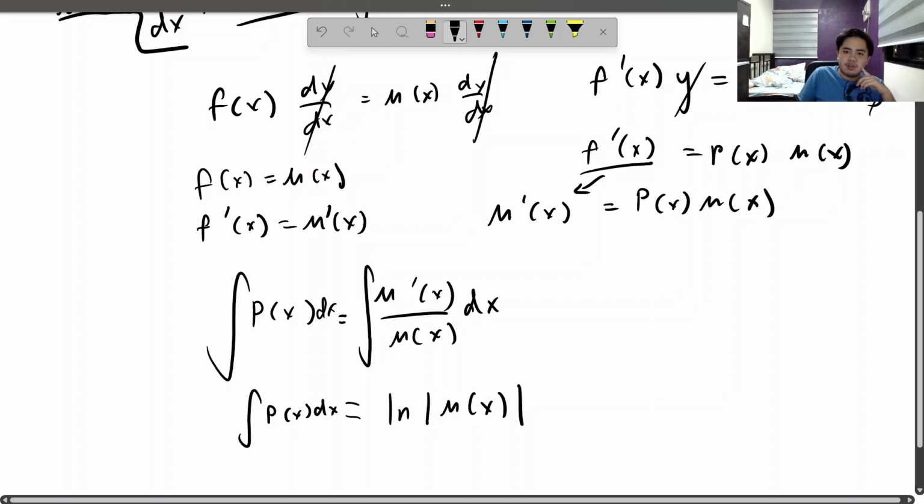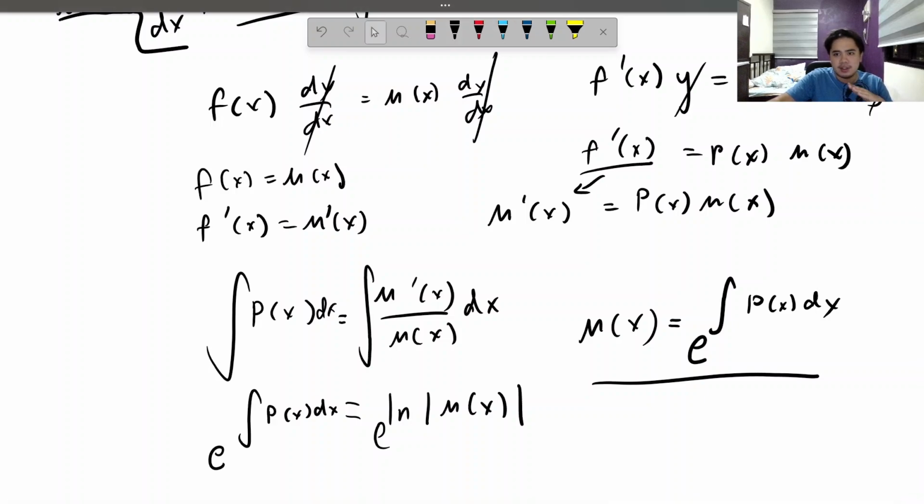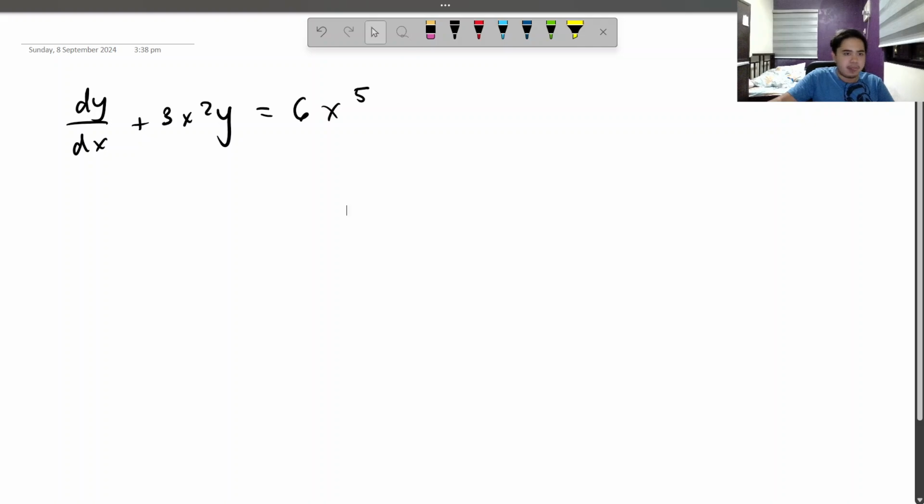To isolate mu of x, we have to raise e to both sides, sorry. So now mu of x equals e to the power of the integral of p of x dx. We will be using this in order to solve a linear differential equation. So let's solve our first example. dy over dx plus 3x squared y equals 6x to the power 5.